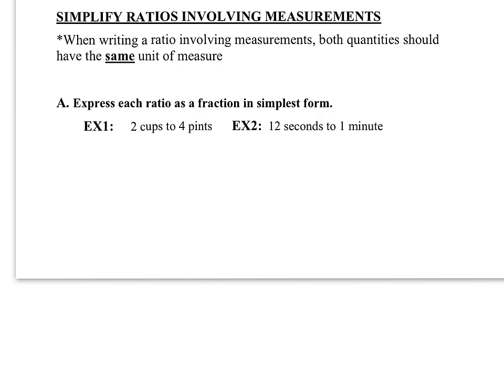Now in this section, we're going to simplify the ratios involving measurements. Now, when writing a ratio involving measurements, both quantities must be in the same unit of measure. So now we want to express each ratio as a fraction in simplest form. In this case, it says for every 2 cups, there are 4 pints. But they do need to be in the same unit of measure.